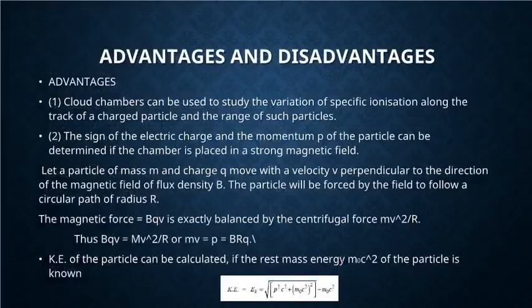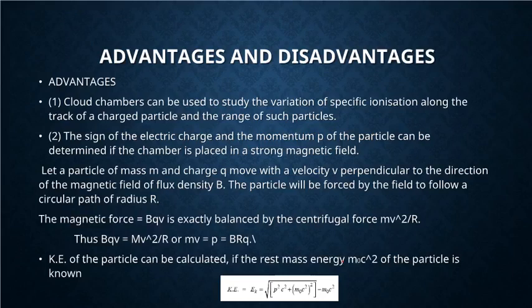Now we know the basic construction and working. Let's see the advantages and disadvantages of this method. By using the cloud chamber we can study the variation of specific ionization along the track of a charged particle and the range of such particles.